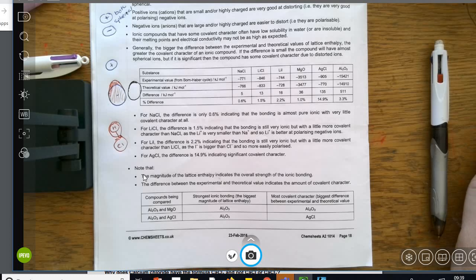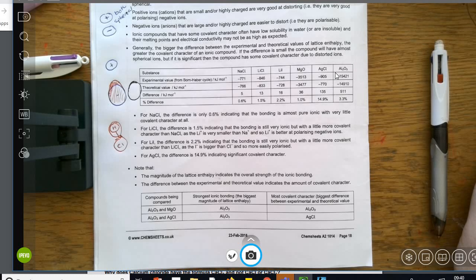Okay, so it says here, overall, you can work these out and they're quite simple and straightforward. It says, note, the magnitude of the lattice enthalpy indicates the average strength of the ionic bond. So the larger the value, the stronger the ionic bond. And then the difference between the experimental and theoretical values tells us how much covalent nature there is. So the strongest ionic bonds have the biggest magnitude. So these are quite strong ionic bonds.